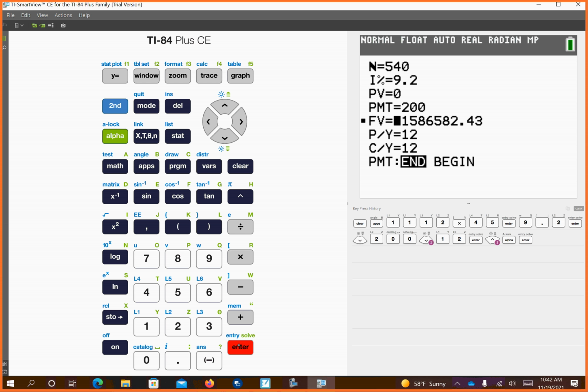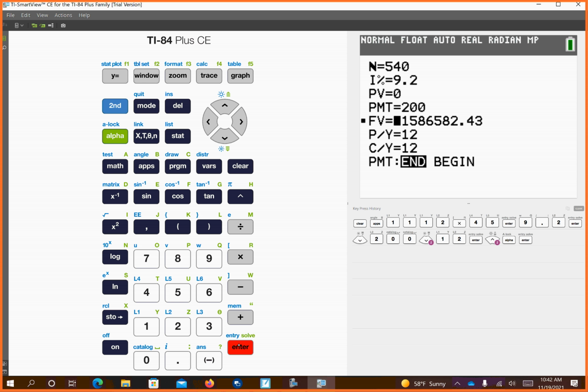If you were to do this, okay, we're talking $200 a month when you start at age 20 and you wait to age 65. You would have $1,586,582.43.